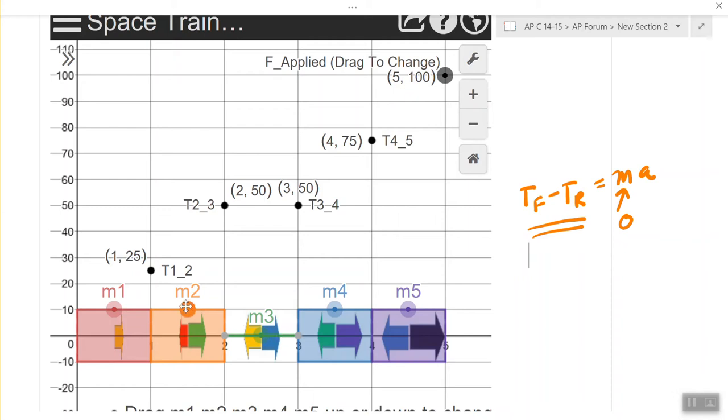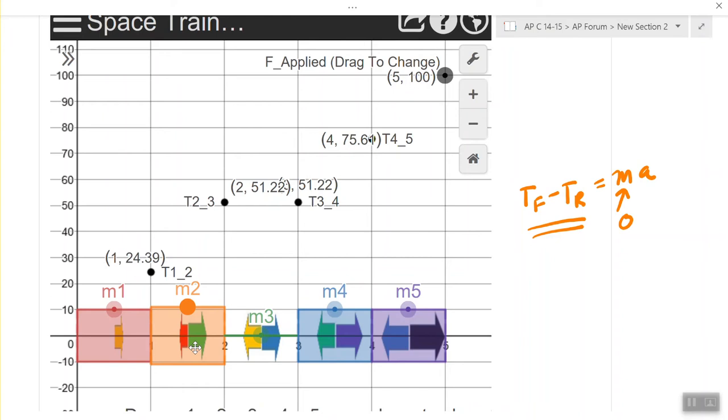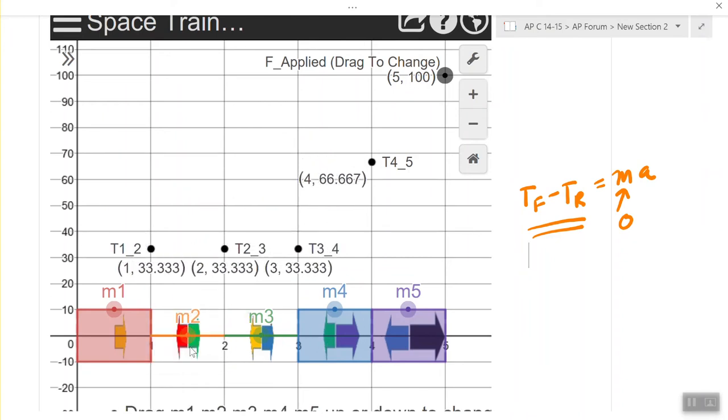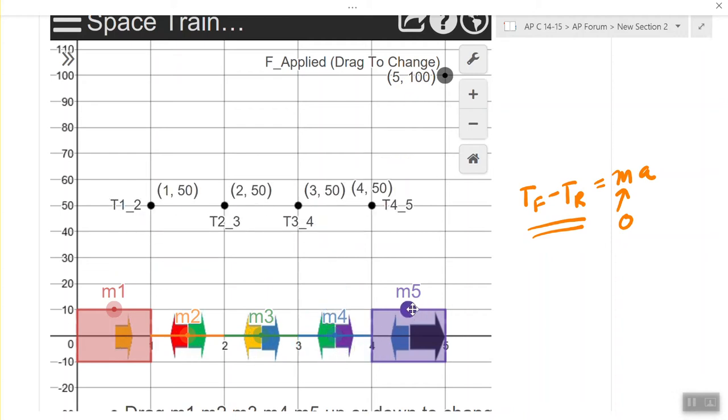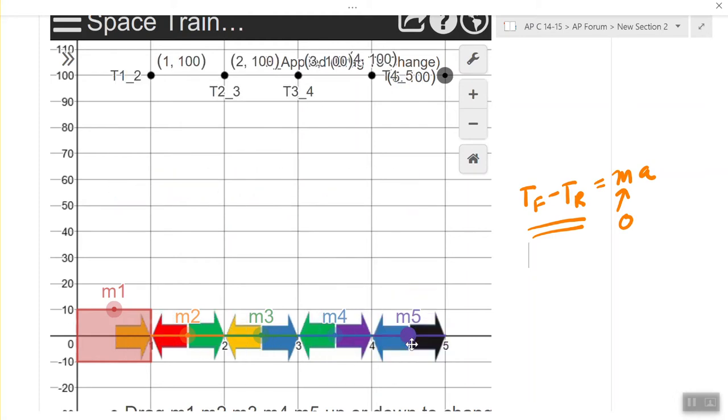So let's see what happens if we start making some of the other masses 0. If I make this mass 2 go to 0, you'll see this is a third of the mass of the system, so the tension is a third of the applied force. You'll also notice that the tension in this car, mass 2 and mass 3, is identical. Because there's no mass, these forces have to be the same. If I do here, it's the same. And if I do here, also the same. In fact, you could think of this no longer as a train car and instead as rope.